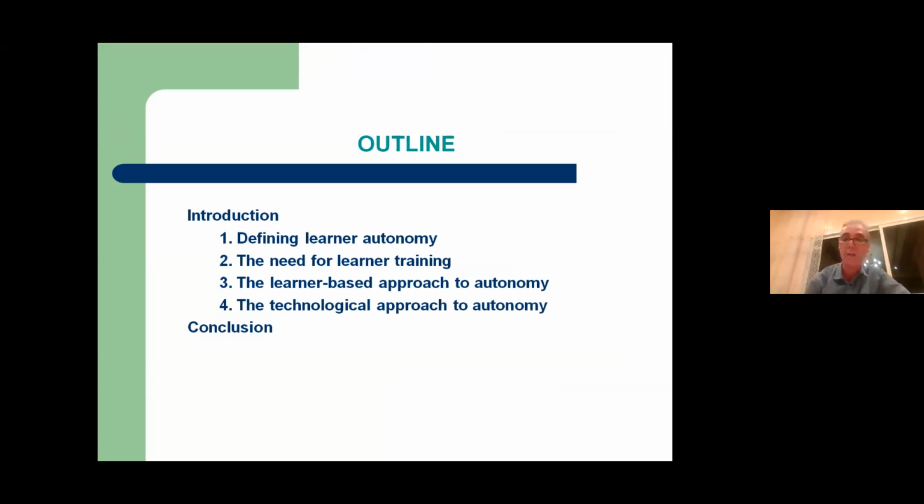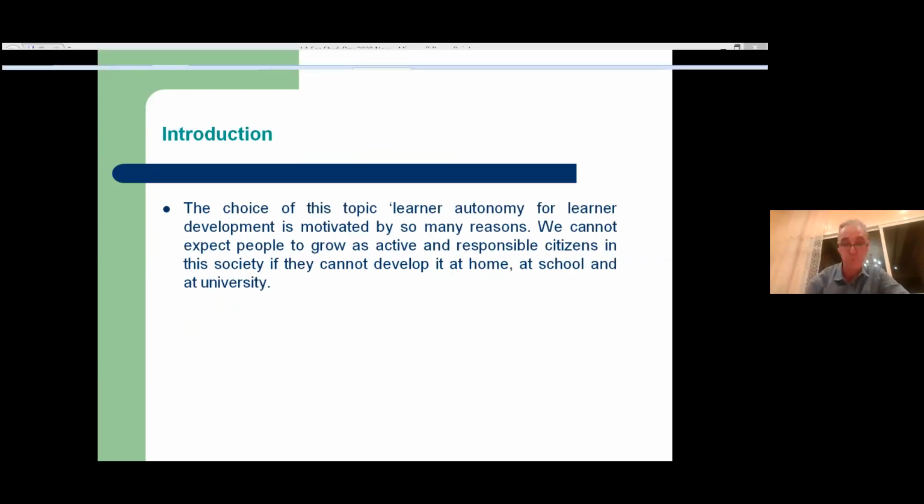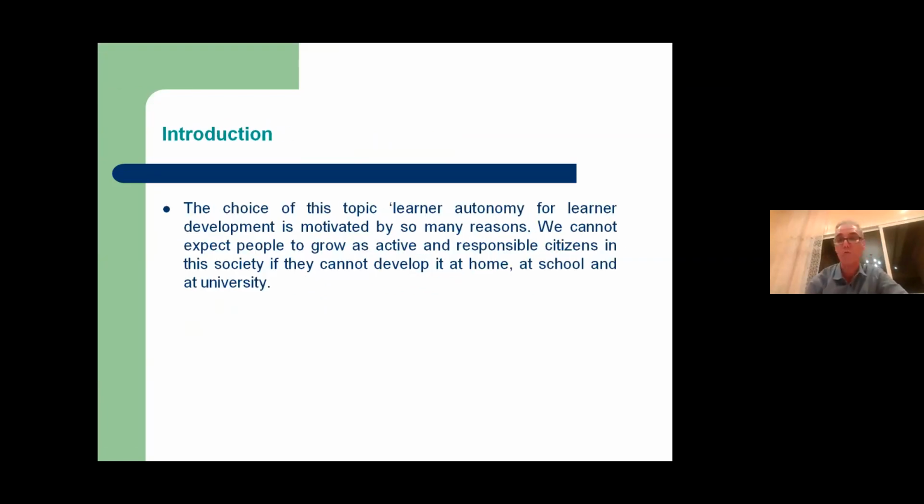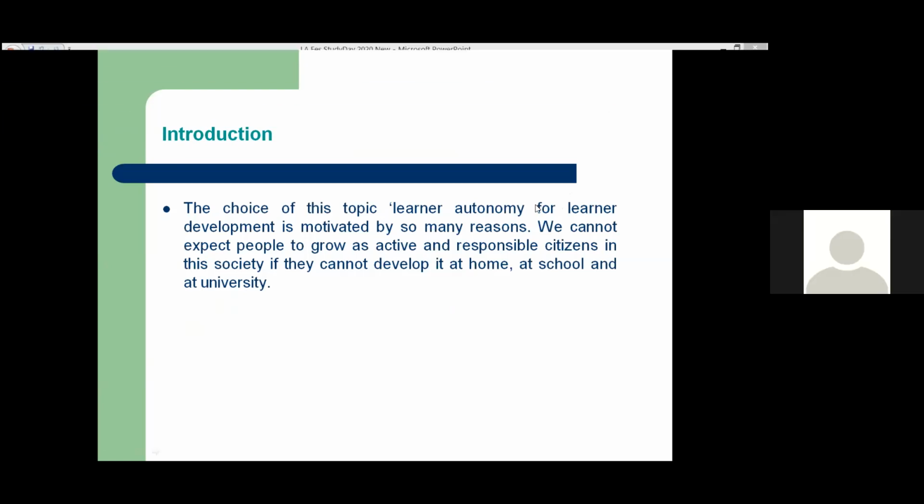Now, for that purpose, I will be talking about four points. I will not talk about how to promote autonomy before defining what learner autonomy is. I will also move on to the need for learner training. And I will talk precisely about two approaches: mainly the learner-based approach to autonomy by Wenden in 1991, and the technological-based approach to autonomy by Warschauer 2010.